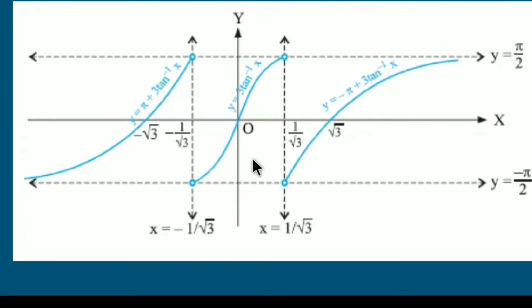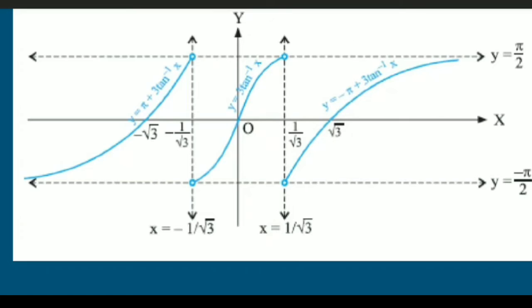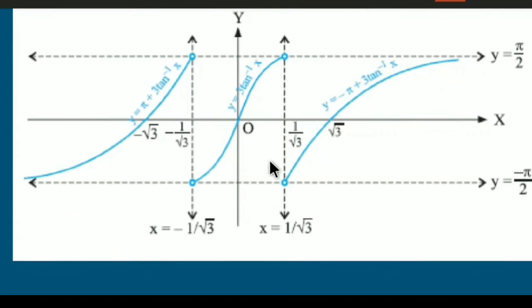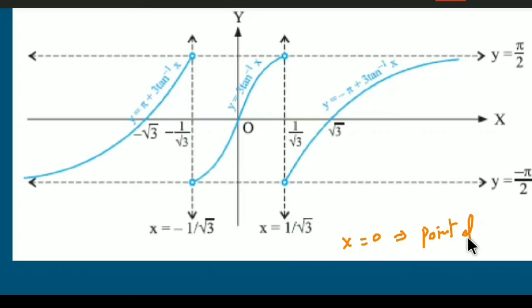X equal to 0 is also called the point of inflection. You can say this is a point of inflection. Let me write it here. This x equal to 0 is the point of inflection. You can say a point of inflection is a point where the concavity changes its behavior.